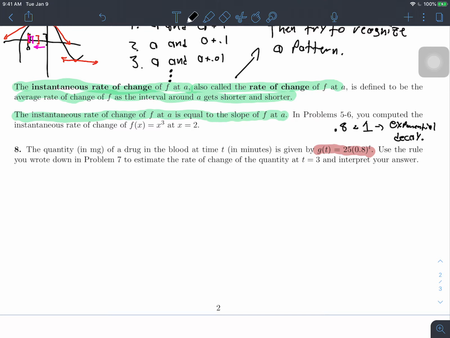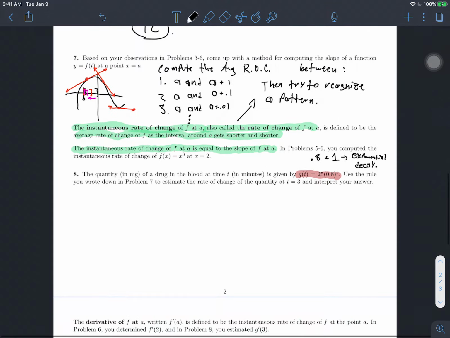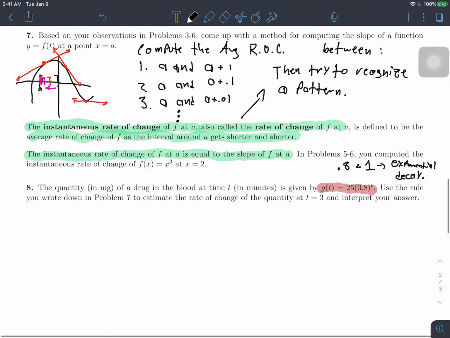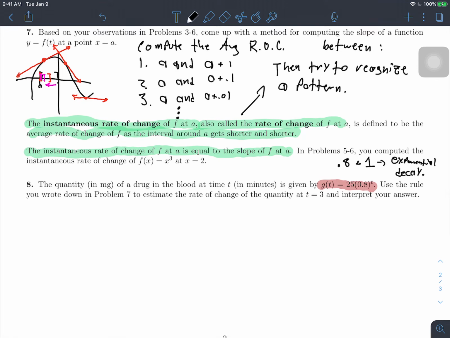Okay. So use the rule we wrote down in problem 7. What was problem 7? The problem immediately before. We're going to use this algorithm to estimate the rate of change of the quantity at t equals 3 and interpret our answer. I'm just going to do the steps in the order that I have them. The first step is to compute the average rate of change between a and a plus 1. Well, in the context of the problem, what should I choose to be my a?